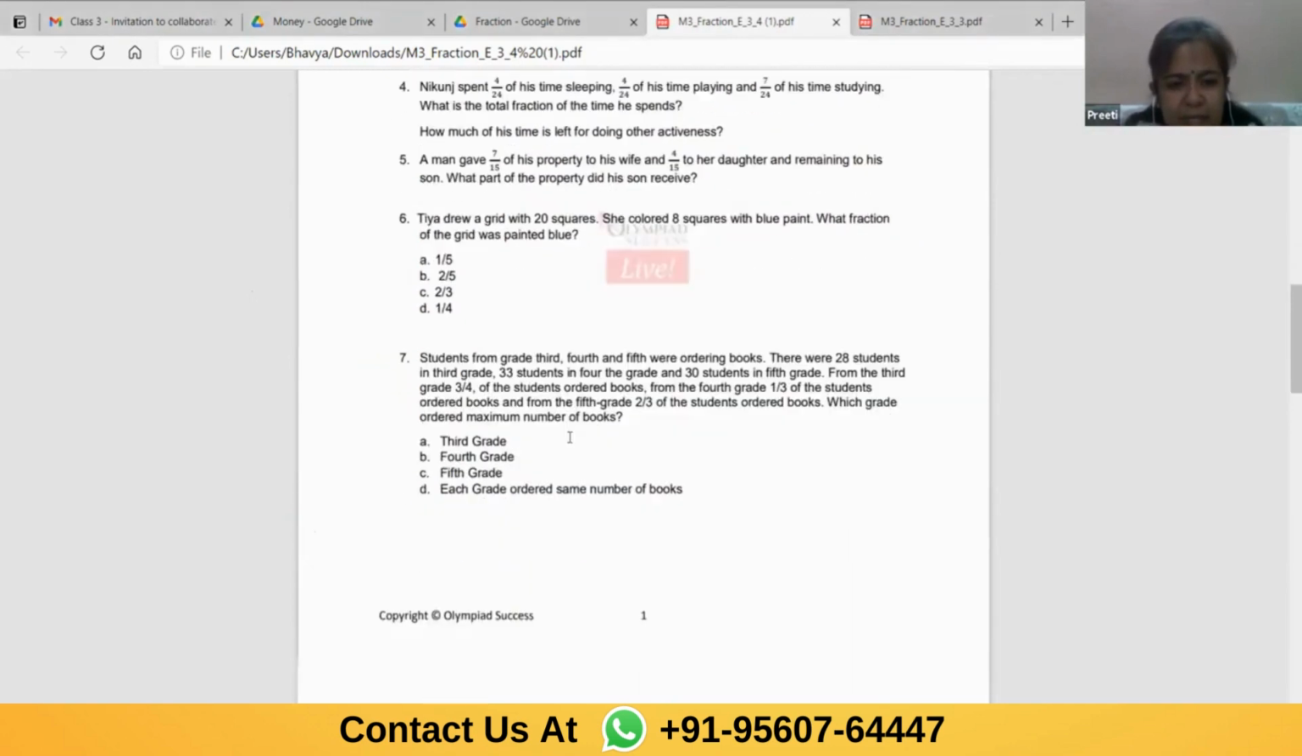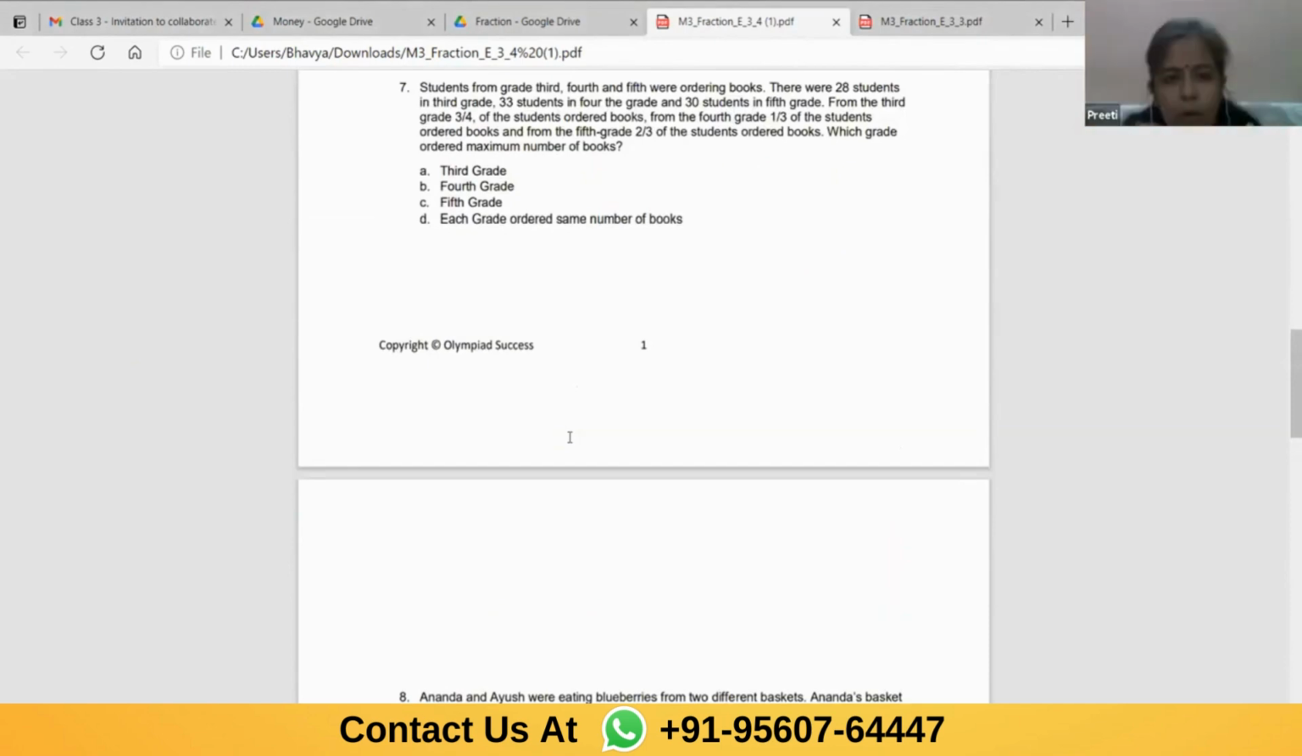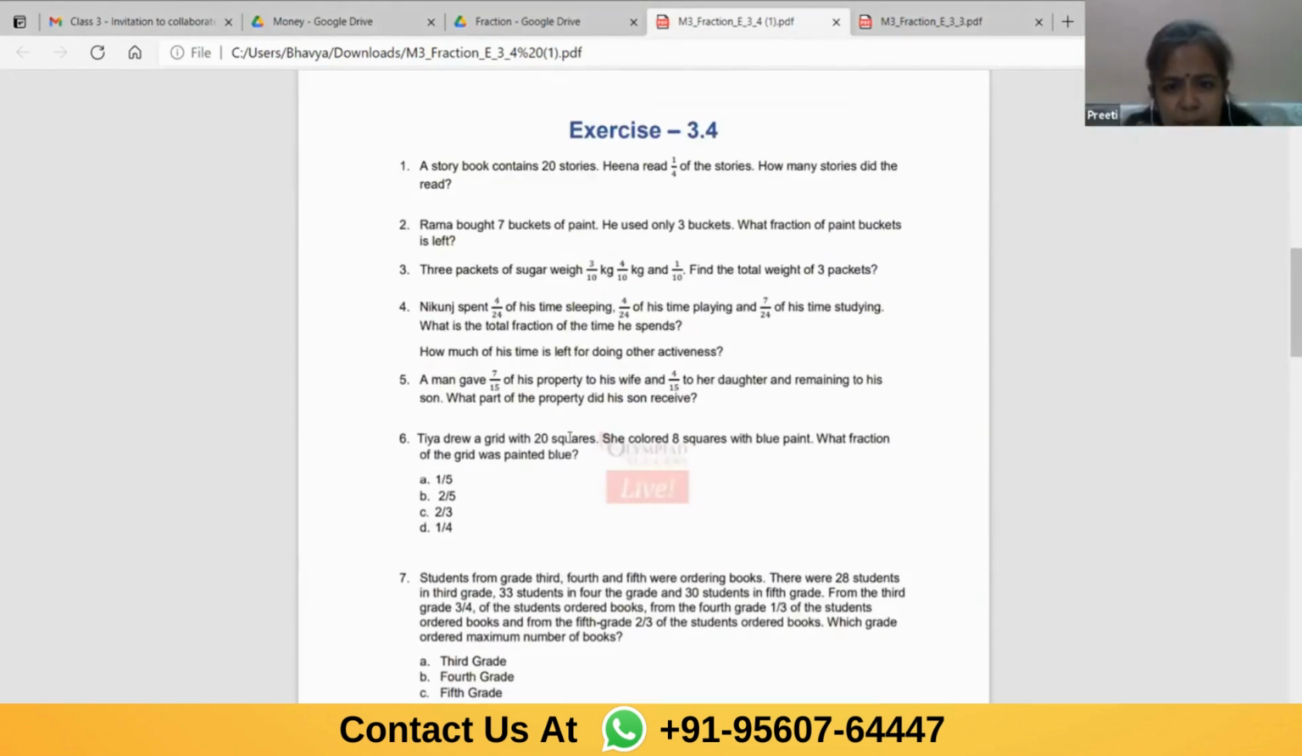Okay, next is the 5th question. It's not 3 by 15, Ishan. We have to add 7 by 15 and 4 by 15. And then as I said, we will subtract the answer of addition from one whole. And one whole is equal to 15 by 15 in this question.